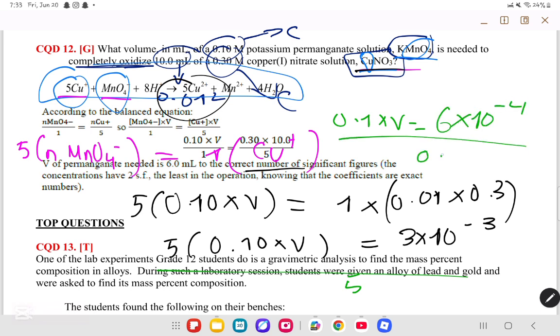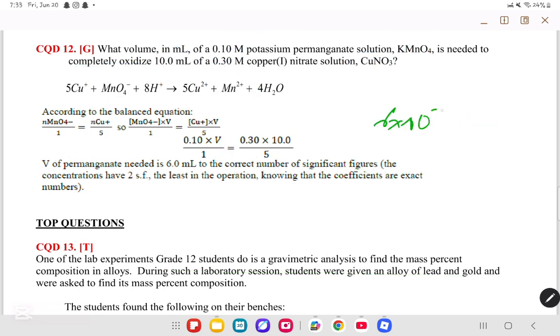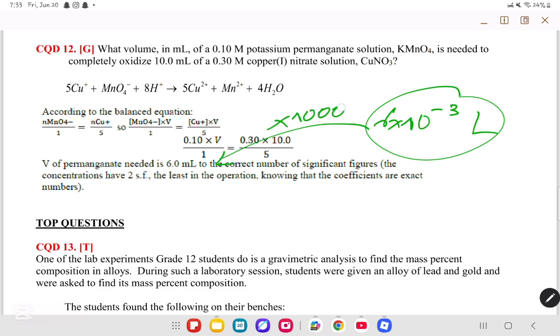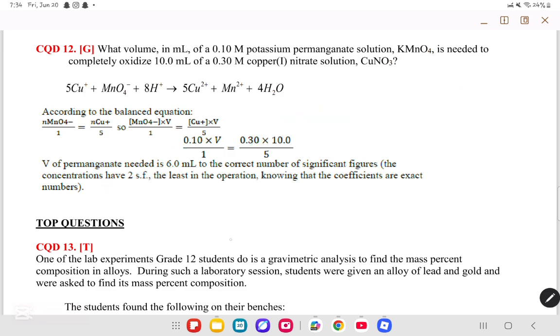Now divide both sides by 0.1. You're going to get an answer of 6 times 10 to the power of -3 liters. But they want it in milliliters, so you have to multiply by 1,000. When you do, you're going to get 6 milliliters.